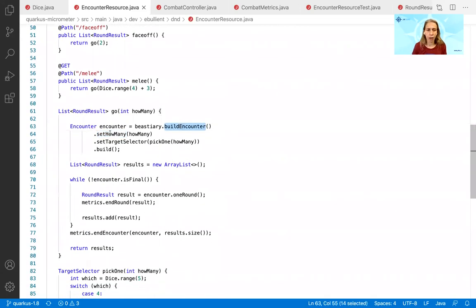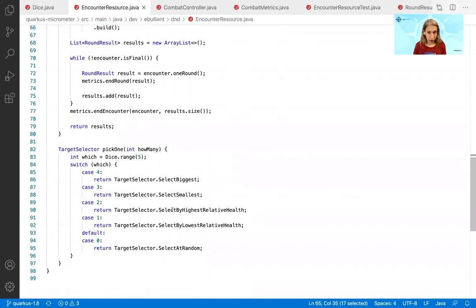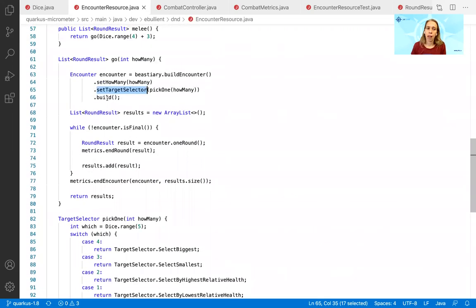Here's where I create the encounter. I set how many monsters should be in the encounter. I have a notion of a target selector, where I have a few algorithms that I've developed for how monsters pick other monsters to hit with things. And then when I build the encounter, that's when initiative gets rolled.